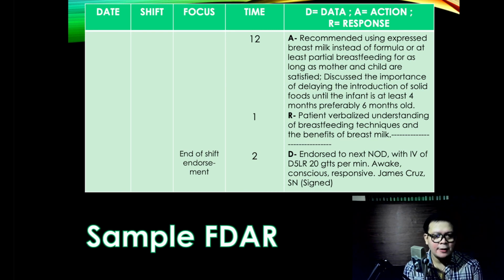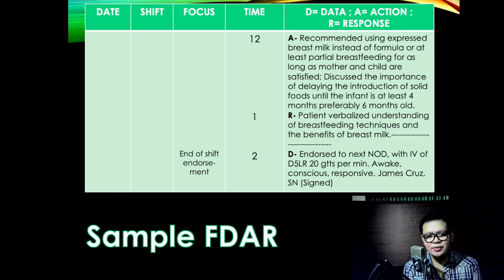Okay. And the last part is the end of shift endorsement. Okay. Around 2 o'clock. Why is it important for you to do the end of shift endorsement or end of shift assessment? Because you will be endorsing your patient to the next NOD. It's very important that you have to take note what is the condition of your patient prior to endorsing it to the next NOD so that the next NOD would have an idea on what's going on to the patient. Okay. And it's also important that endorsement should be done in the nurse's station because it's one way for us to have an open communication and the continuity of care is there.